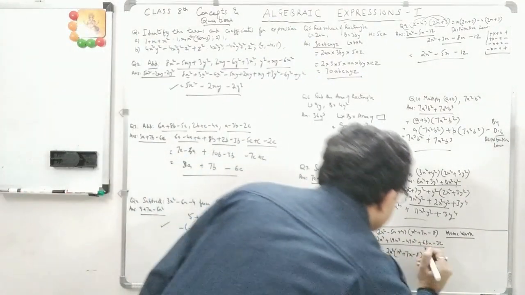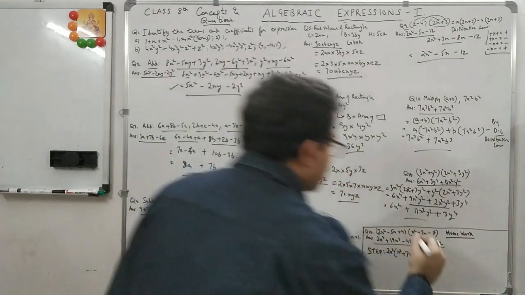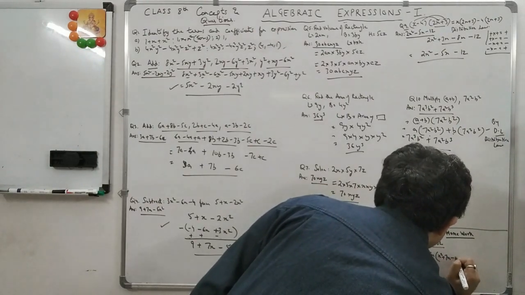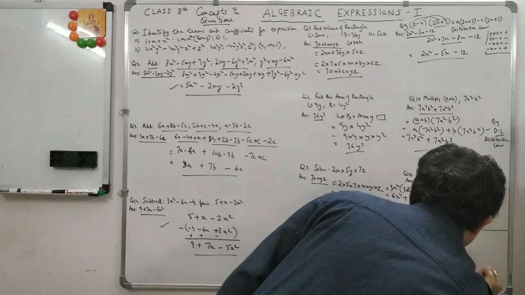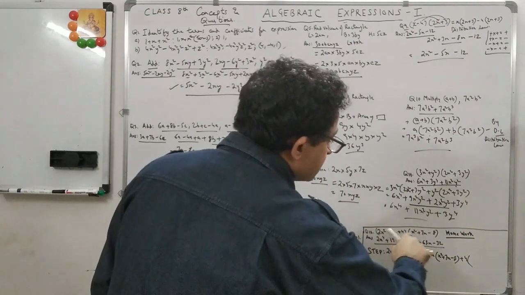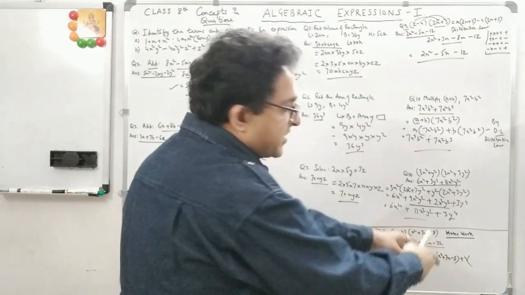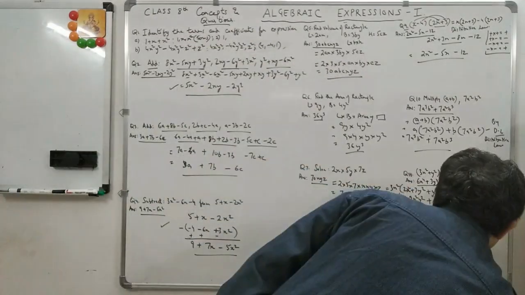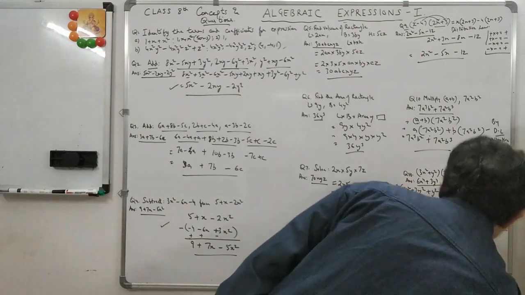Now I put the second term, minus 5x. Again I put the same term x square plus 7x minus 8. Now I put the third term, 4. With all these terms I am multiplying the whole of this second expression, which means the whole of this is getting multiplied by x square plus 7x minus 8. Okay, I'll give one more step.